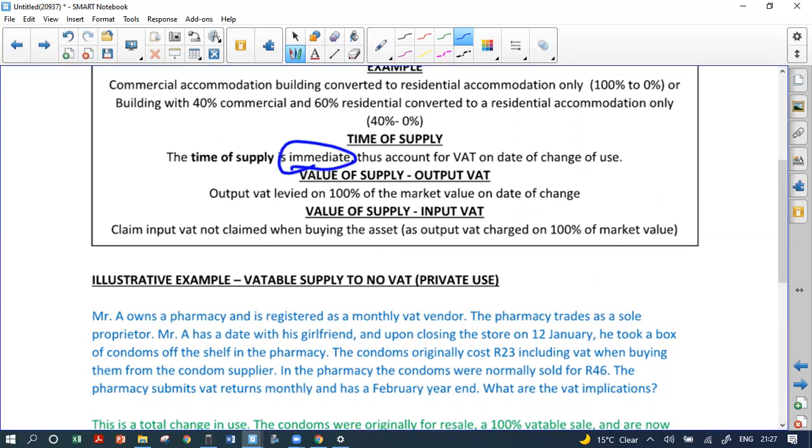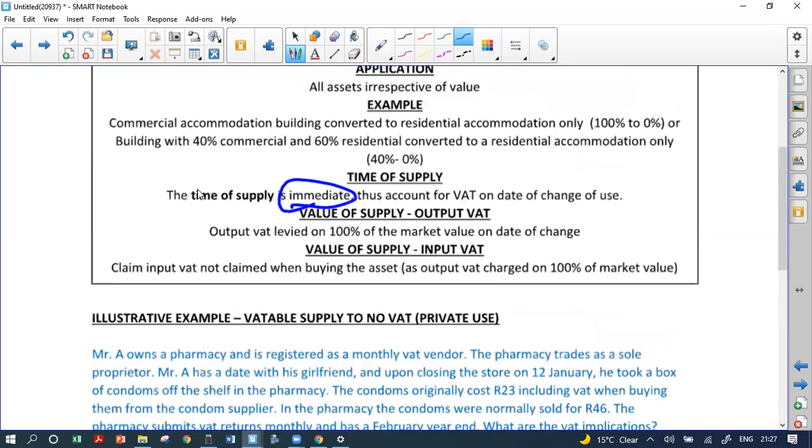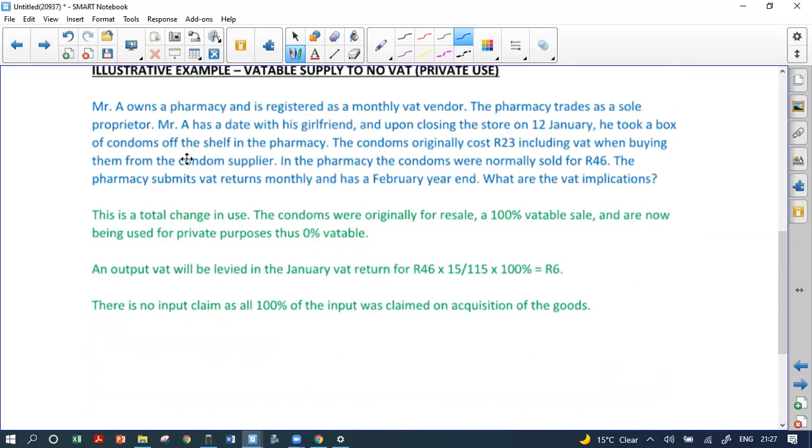So remember, what's going to happen, guys? I just want to do an example quickly. So remember I did that example where I had a guy with a pharmacy. It says Mr. A owns a pharmacy and is registered as a monthly VAT vendor. The pharmacy trades as a sole proprietor. Mr. A has a date with his girlfriend, and upon closing the store on 12 Jan, he took a box of condoms off the shelf in the pharmacy. The condoms originally cost 23 Rand, including VAT, when buying them from a condom supplier.